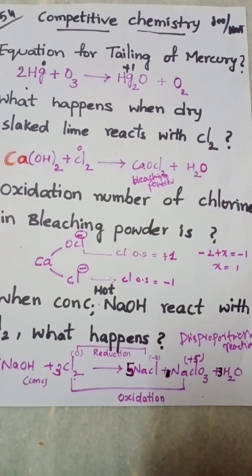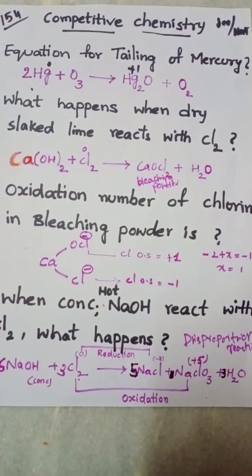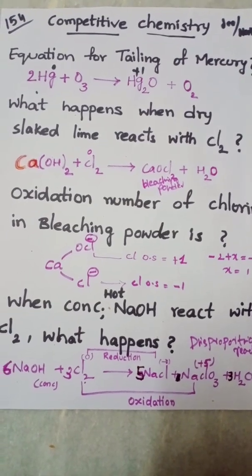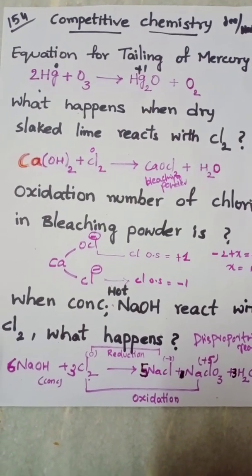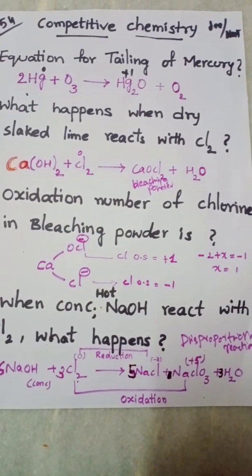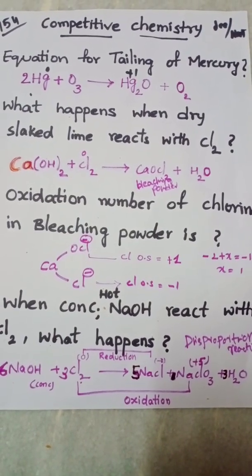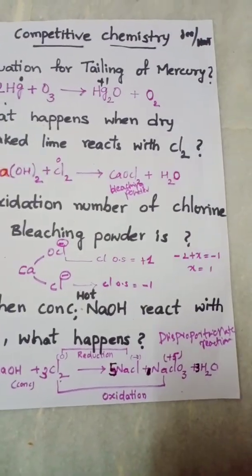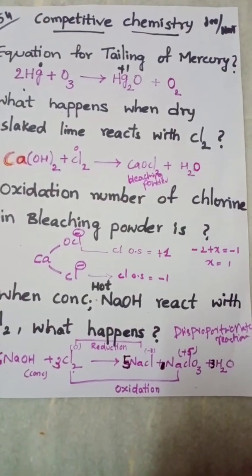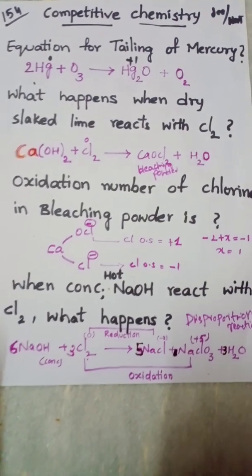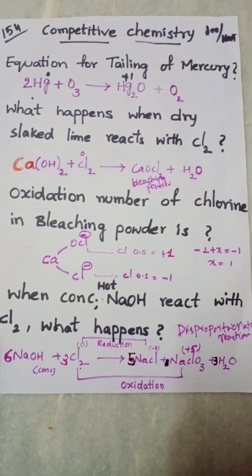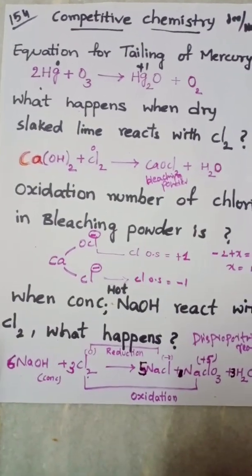In bleaching powder, chlorine has two oxidation numbers. One is plus 1, another is minus 1. In OCl minus, you have plus 1 oxidation state chlorine. At the same time, here in Cl minus, chlorine is minus 1. So in bleaching powder, please note it, chlorine shows two oxidation numbers, plus 1 and minus 1. Please note it.